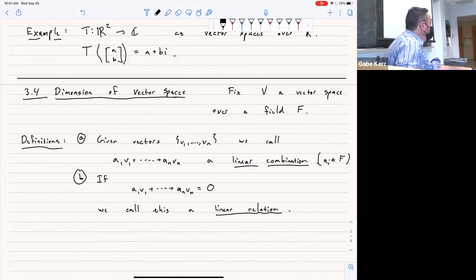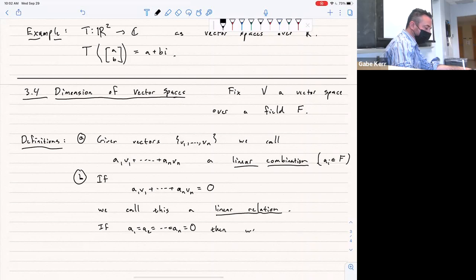Can anyone give me a linear relation? Let's say I give you n vectors, V1 through Vn. I tell you there is a linear relation. Can you tell me an example of one? Yeah, all of the A's are 0, right? That's called the trivial linear relation. It's okay, but it's an important one. So if all A's equal 0, then this is true.